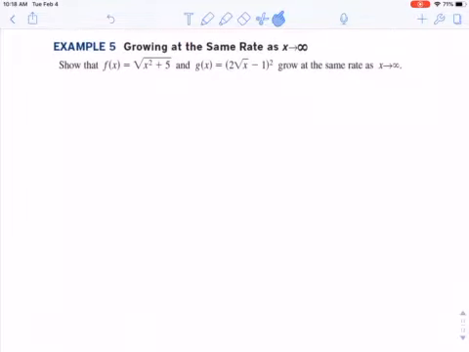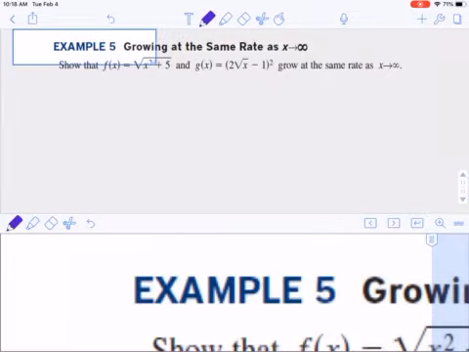So how could you actually use this? That's the big question. Show that f of x equals the square root of x squared plus 5 and g of x equals 2 root x minus 1 quantity squared grow at the same rate. If we can show that f of x grows at the same rate as g of x, we can show they both grow at the same rate as another easier function, because doing this ratio would be particularly ugly.